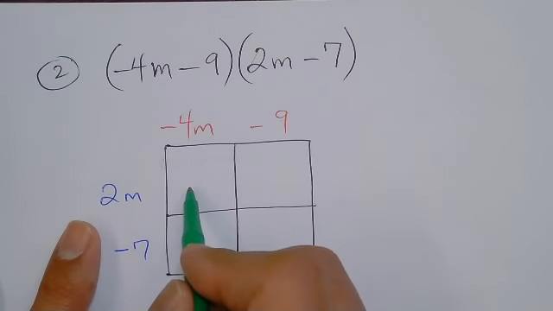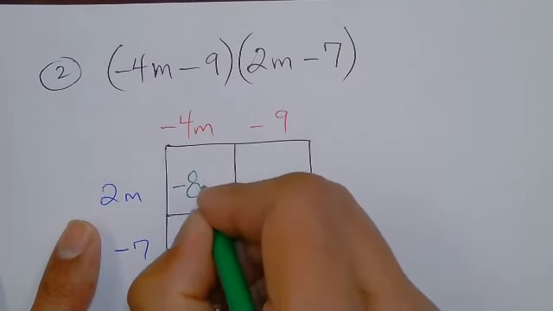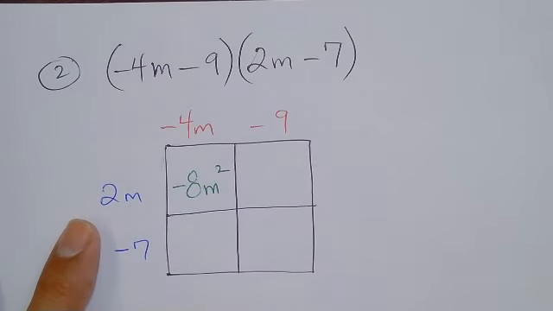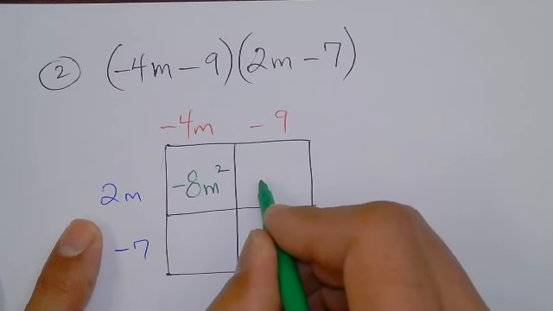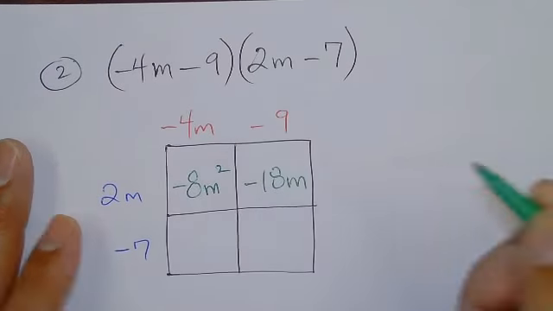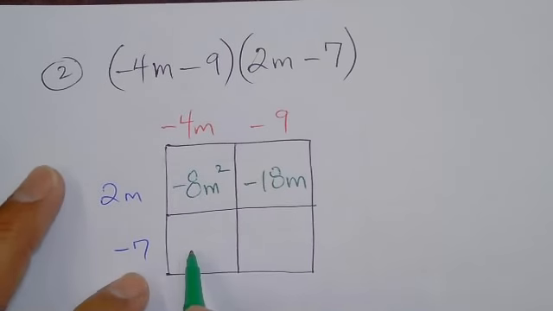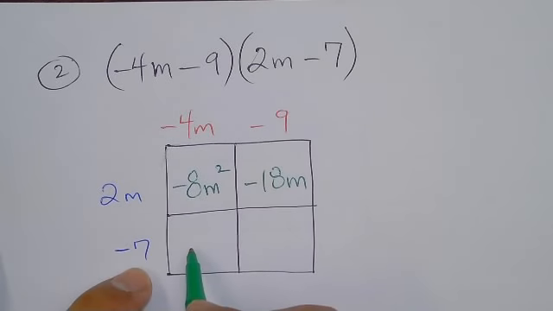Okay, what goes in this one? Negative 8m squared. Yeah? What goes on this one? Negative 18m. We're good? You guys see where I'm getting the numbers from? What I have to multiply? Okay. How about this one?